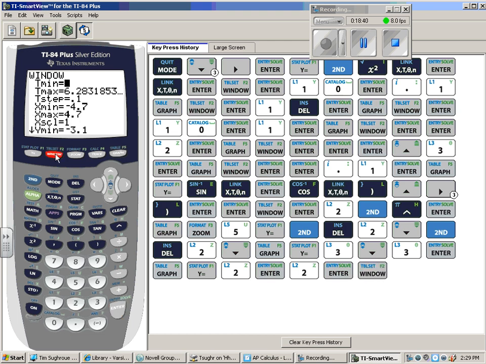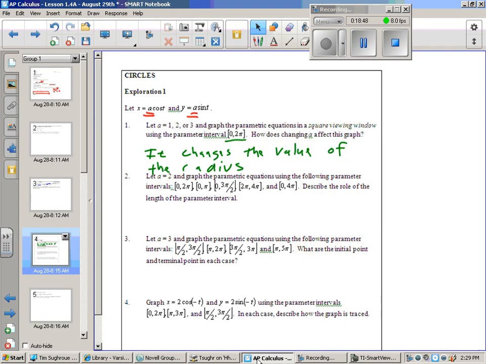But the very first time we're going to set this window. If we come back and look again, the very first interval that they wanted us to do was 0 to 2 pi, and then we're going to go 0 to pi.